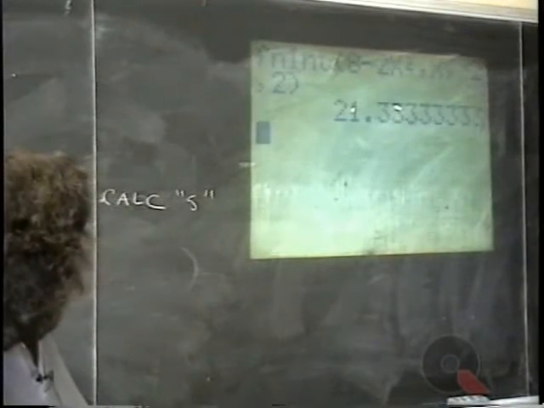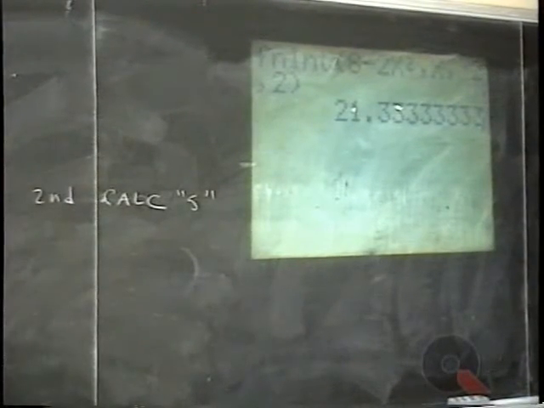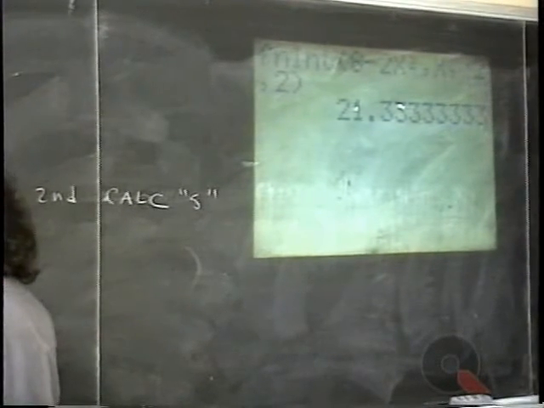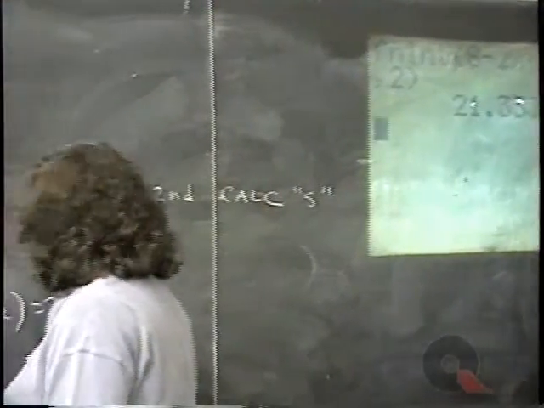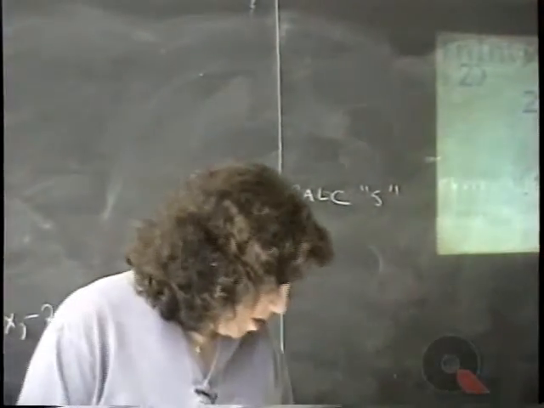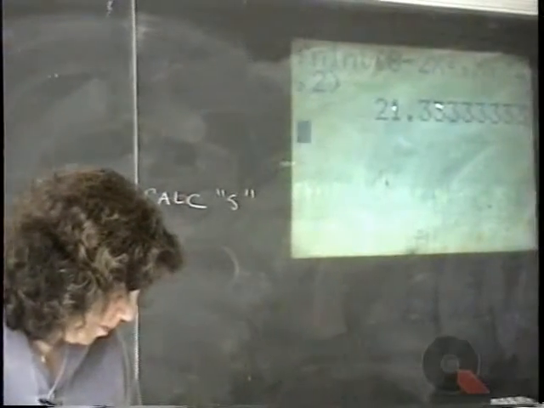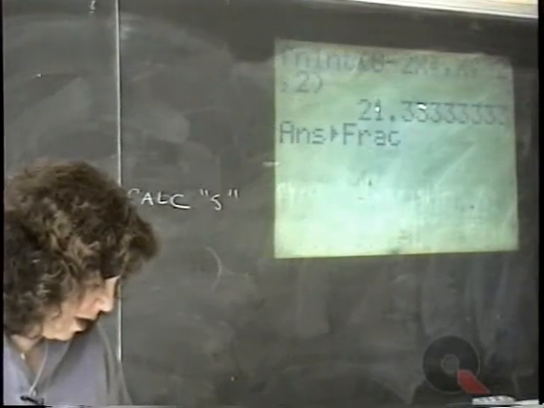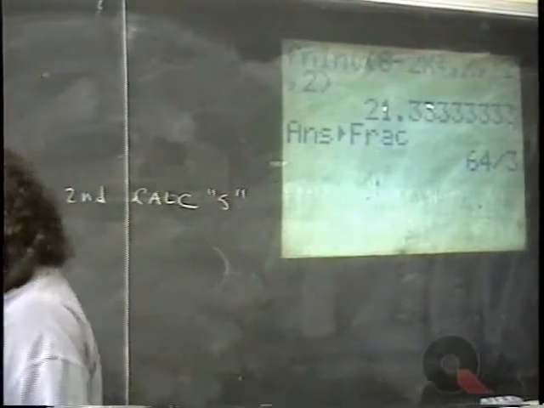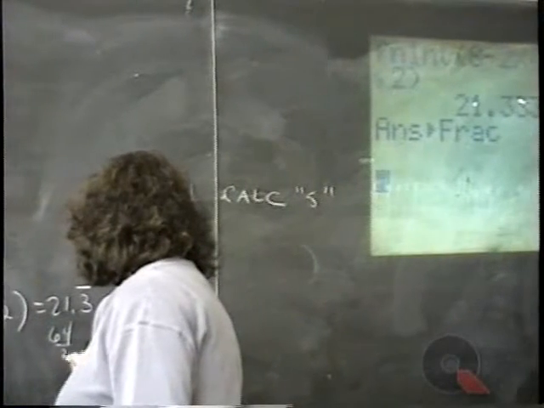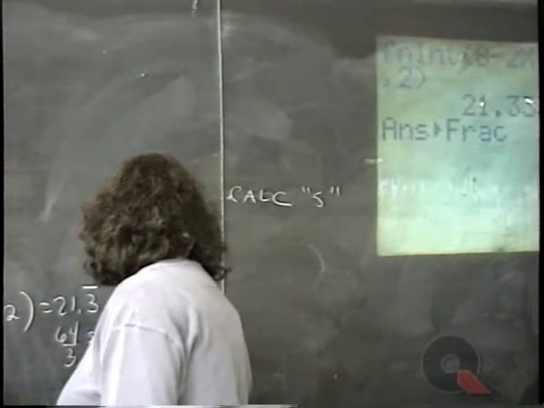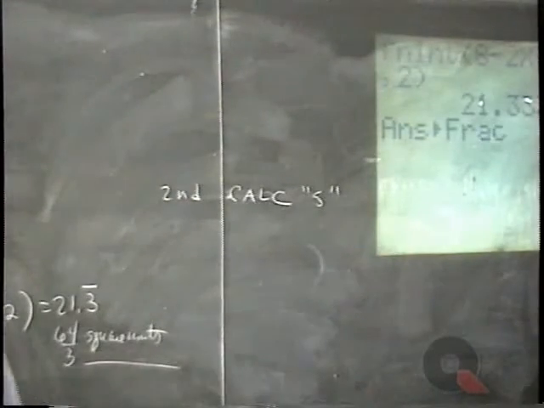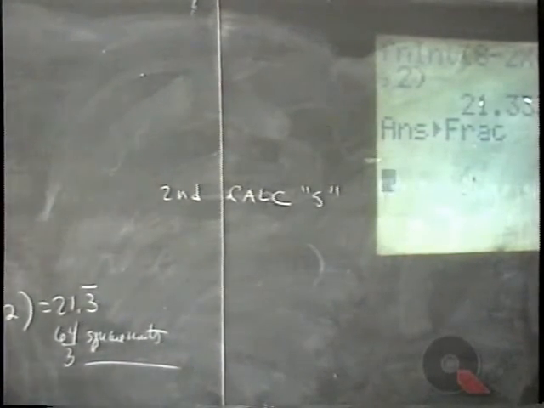Hit enter, and I have 21.3 repeating square units for the area. If I want the fractional equivalent, I would hit Math. It's already on the fraction option. I hit enter, enter again. 64/3 square units. And that is, in fact, the answer that you get when you actually use the fundamental theorem of calculus, anti-differentiate, and plug in.